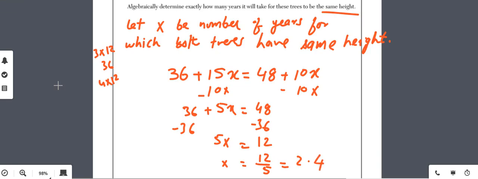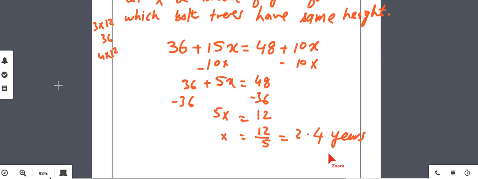So after 2.4 years, they both have the same height. Clear?